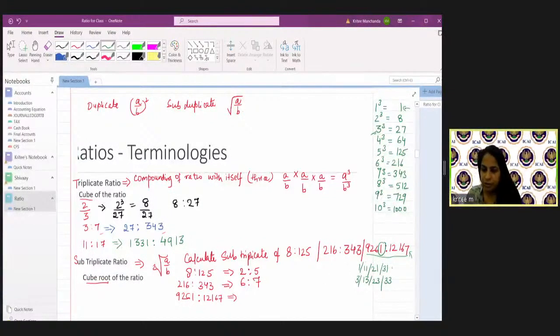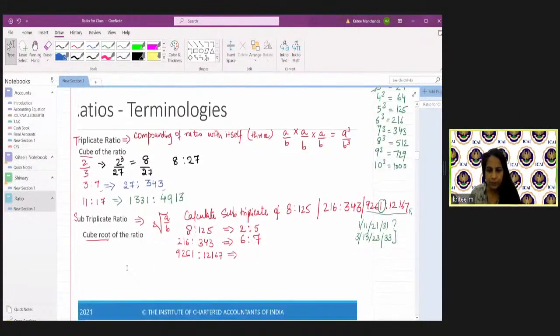So just try, calculate. You would be finding cubes of these numbers. Whichever number fits in, that would be the cube root for 9261 and 12167. That's going to give you the answer. So yeah, that's the subtriplicate ratio. Okay. So further.